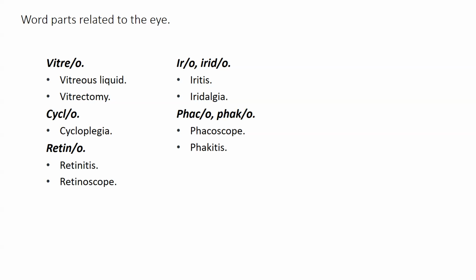Irido and irido both mean the iris, the colored portion of the eye. So an iritis would be an inflammation of the iris, and iridalgia would be pain in the iris. Phaco and phako can be spelled either with a C or a K. Both mean lens. So phacoscope is a device used to look at the lens. Phakitis would be an inflammation of the lens.